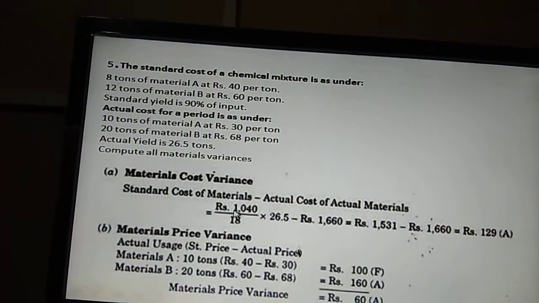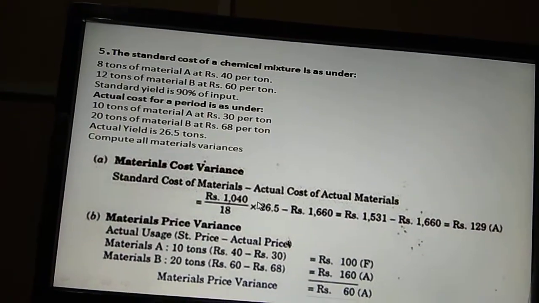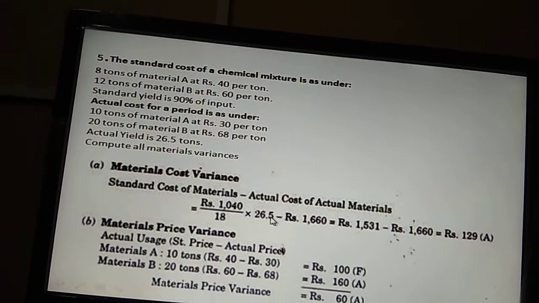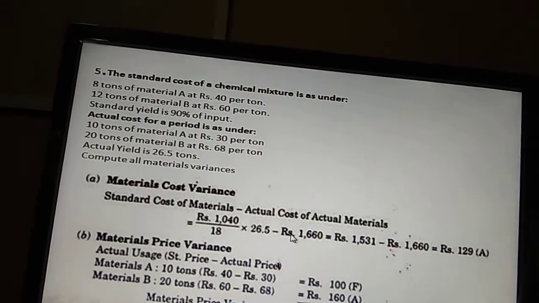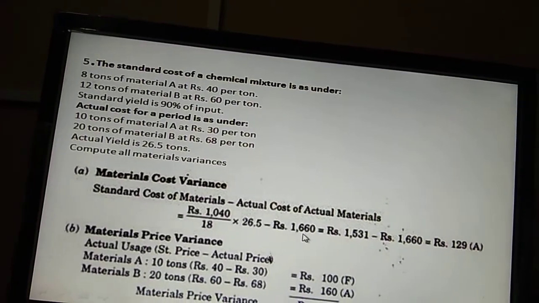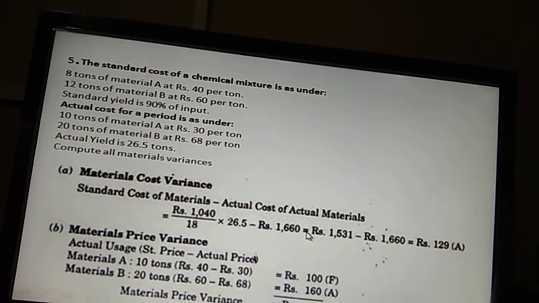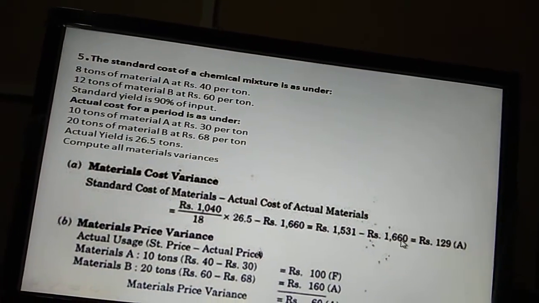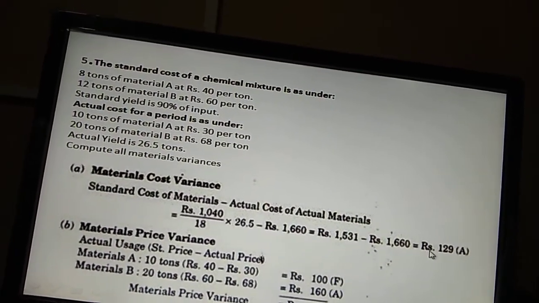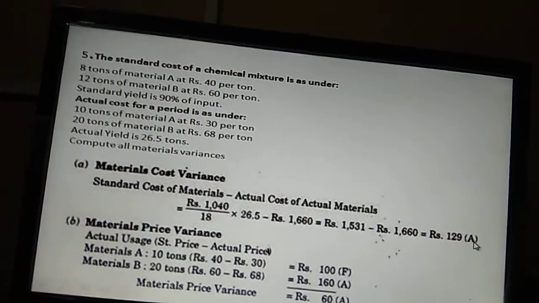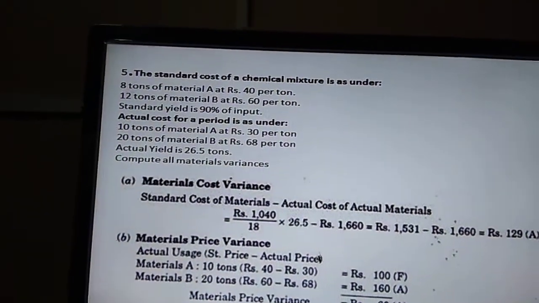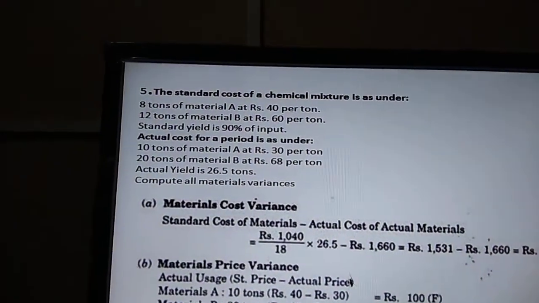So the standard cost of materials equals 1040 divided by 18 into 26.5 minus rupees 1660, equal to rupees 1531 minus rupees 1660, that is rupees 129 adverse. So how is the standard cost of material ascertained? By mistake it is not done in the working now.